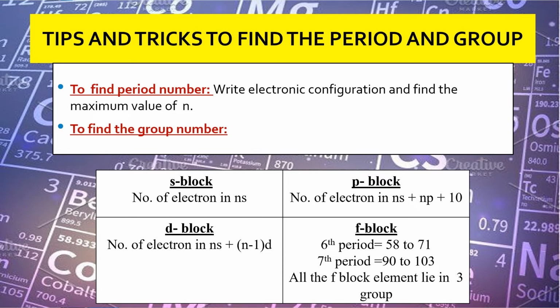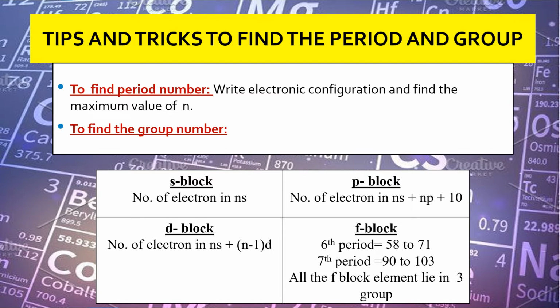If the electron enters in an s block element, how to find the group number? The number of electrons in the last subshell is equal to the group number. For a p block element, the group number is the number of electrons in ns plus np plus 10. And if it is a d block element, the group number is the number of electrons in ns plus the number of electrons in the (n minus 1) d subshell. Using this formula you will get the group number.